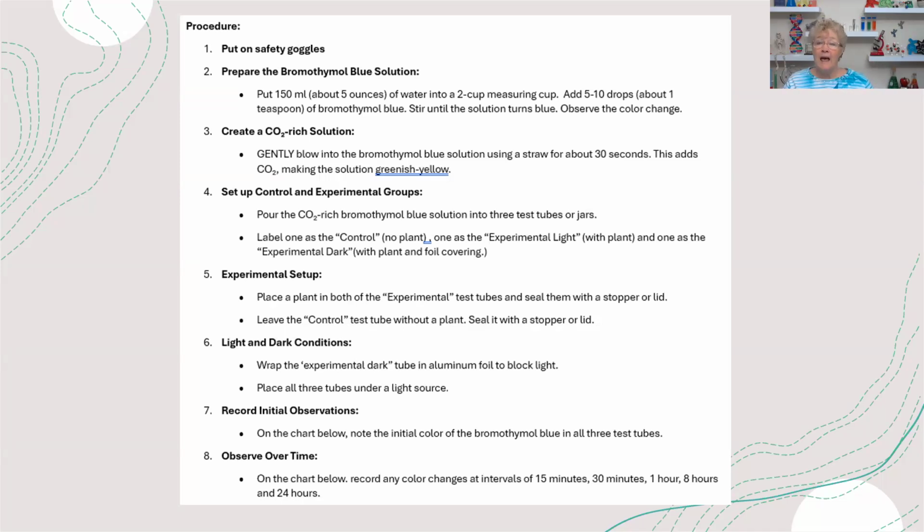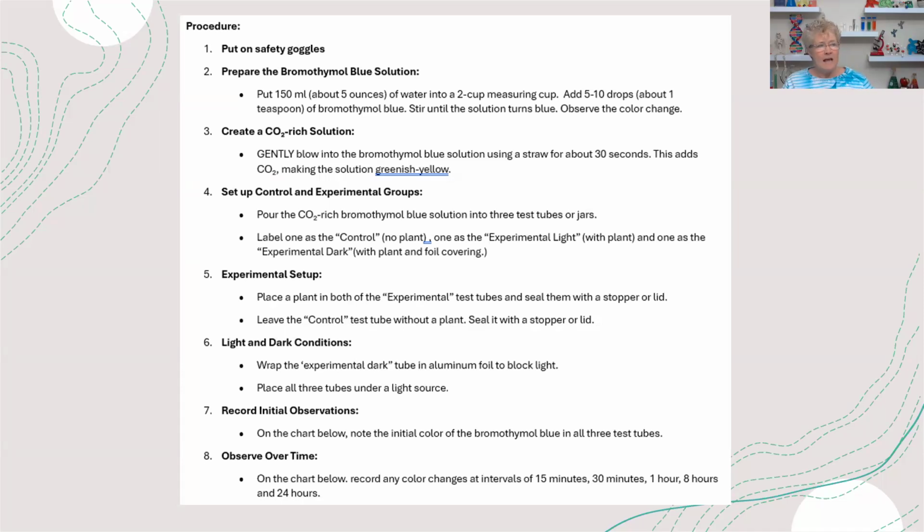So that's when we'll look at the pH and see what it is. This third step, create a carbon dioxide rich solution. Gently, so you don't bubble it out. You don't want to splash it all over everything. Gently blow into the bromothymol blue solution using a straw for about 30 seconds. This adds carbon dioxide, making the solution greenish yellow. Remember, bromothymol blue is an indicator that turns yellow in the presence of CO2. Putting CO2 in is going to make it turn yellow.